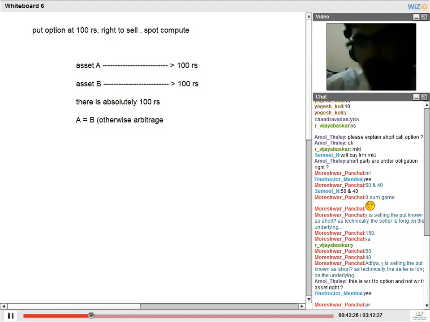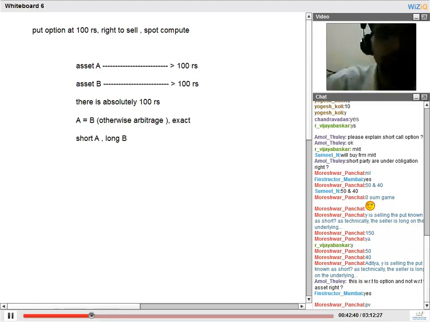Whatever is the PV, that is correct. You will pay the PV, but that PV has to be the same, because both are giving the exact same amount of money. So if A is more expensive, a simple way to make riskless profit will be short A and long B if A is greater than B, because both are giving you the same payoff of 100 rupees.